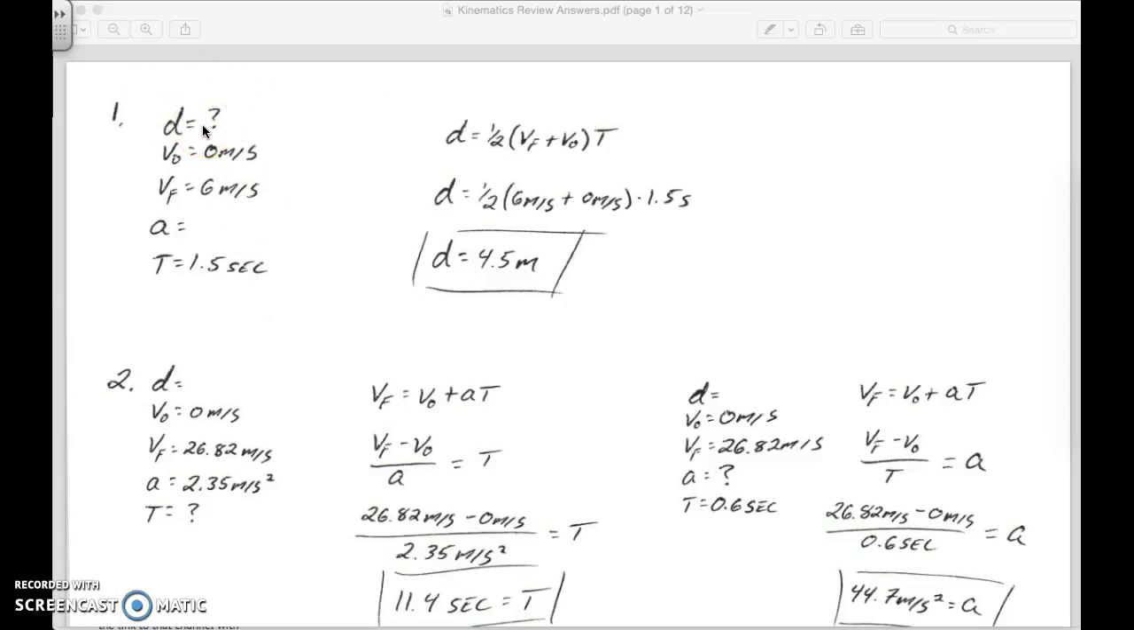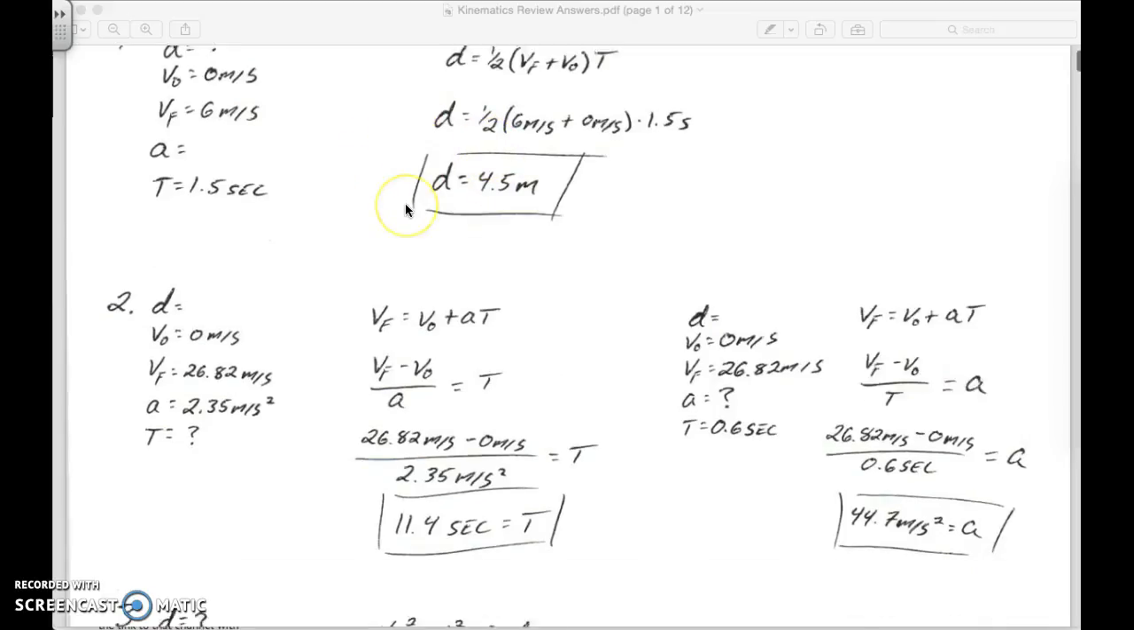So I go to my 4 kinematics equations and I look for the one that does not have acceleration in it, and that's d equals 1/2 (vf plus v naught) multiplied by t. It's already set up for the variable that I want, which is d, so I can plug in my numbers. 1/2 times (6 meters per second plus 0) times 1.5 seconds. Plugged it in my calculator and I find out that he must have run 4.5 meters.